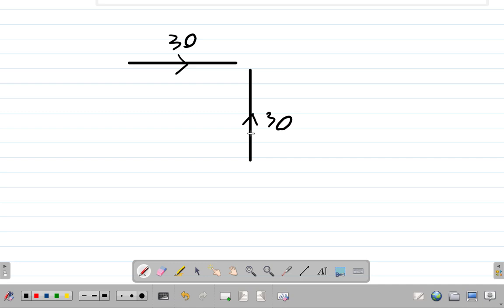Now, we will look at two methods that might be used to add these two vectors. The first method is called the triangle method. The triangle rule.